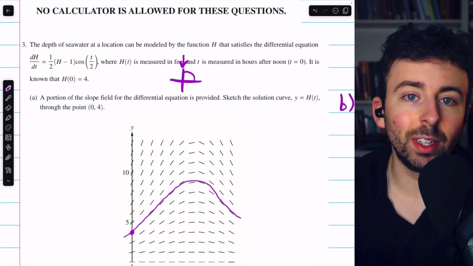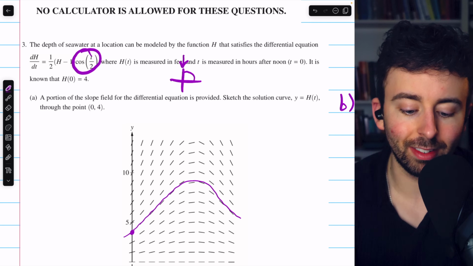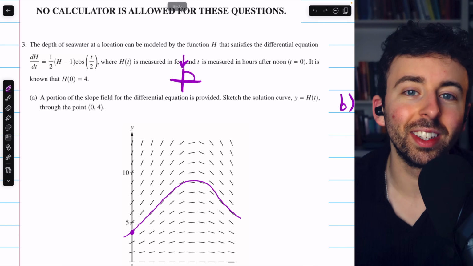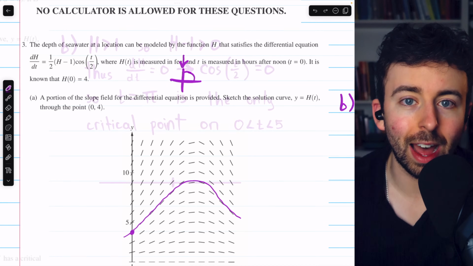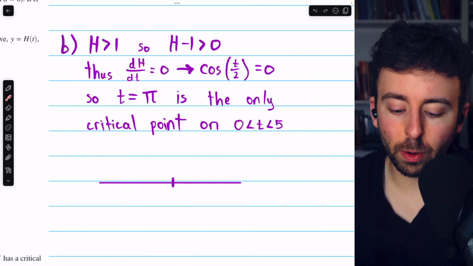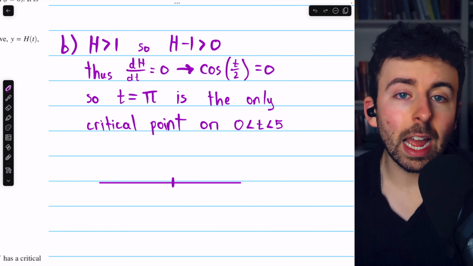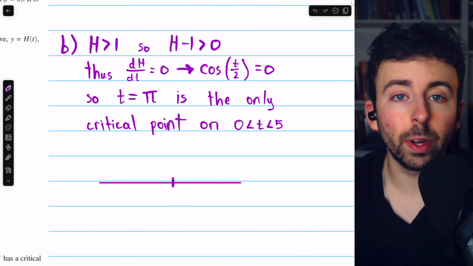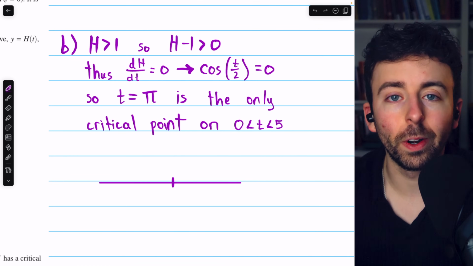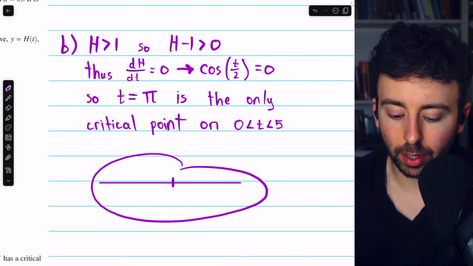There are, of course, infinitely many other values of t that would make this equal to 0, but that's the only one that's in the interval between 0 and 5. So there's our reasoning written out. The only critical point on the interval is at t equals pi. Now we have to determine if this critical point is the location of a max, min, or neither. To do that, we'll use a quick sign chart.